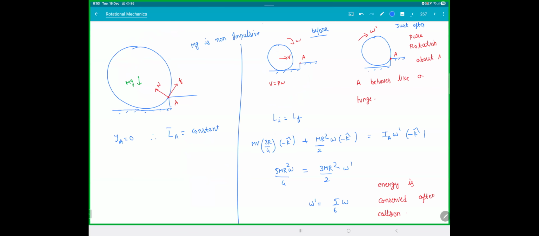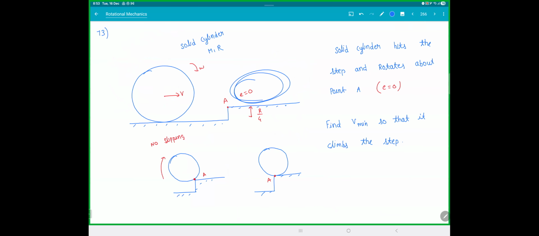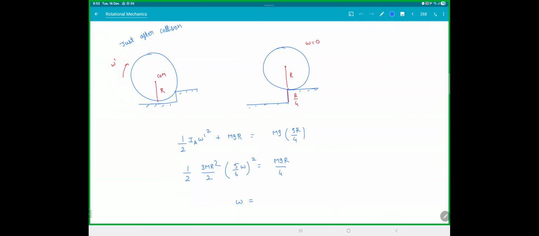Can you see this thing? Ta-da! Right, Vedika? E0, what happens? In elastic collision, you can't conserve energy. You're sticking to the point A. That is a problem. All clear with this?